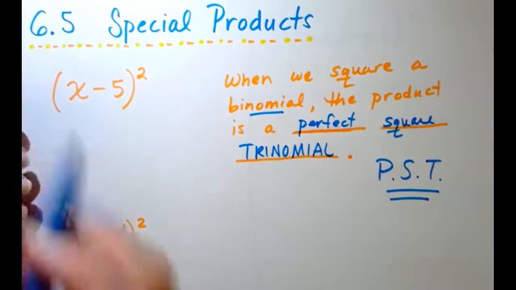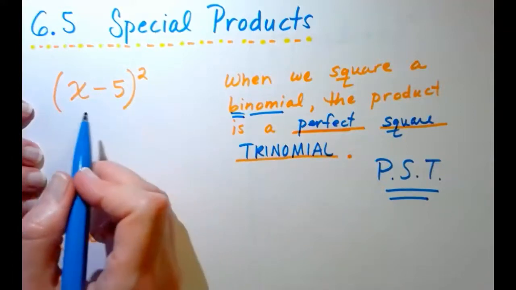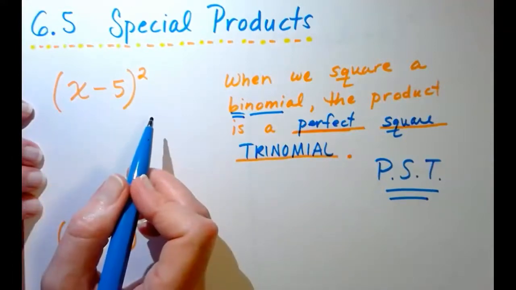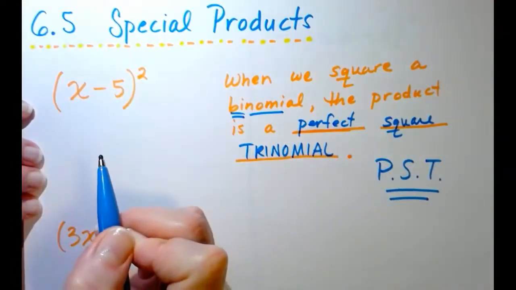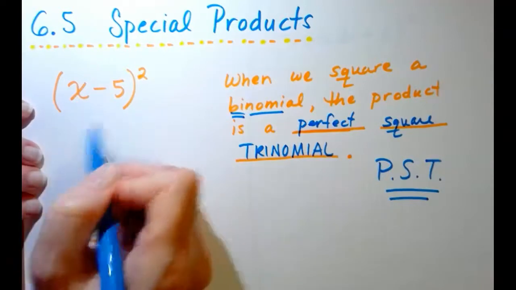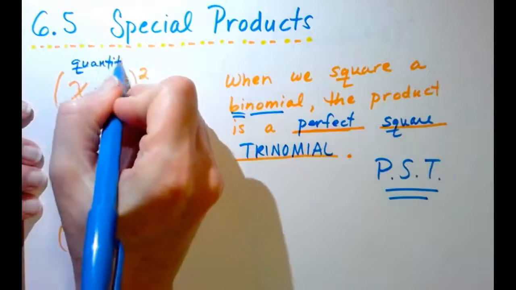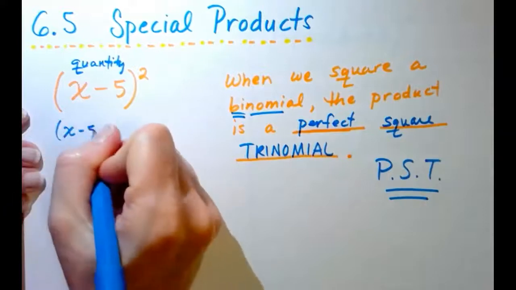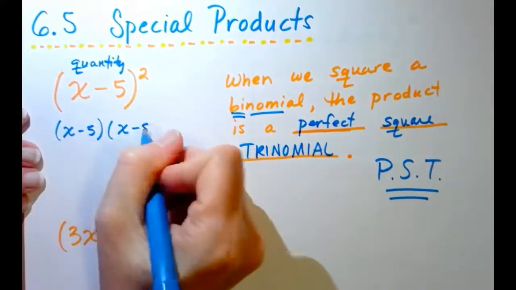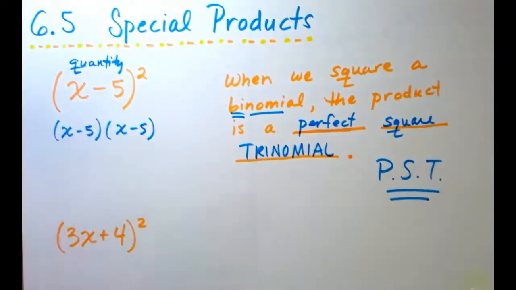So when we square a binomial, remember a binomial is a two-term expression, so that's what we have here. So we're going to square this binomial, x minus 5 squared. Now it doesn't just mean x squared and 5 squared, because it's not just x and 5, it's the quantity x minus 5 that's getting squared. So what it really means is x minus 5 times x minus 5. So you need to write it twice and then use the distributive property like we learned in previous videos.